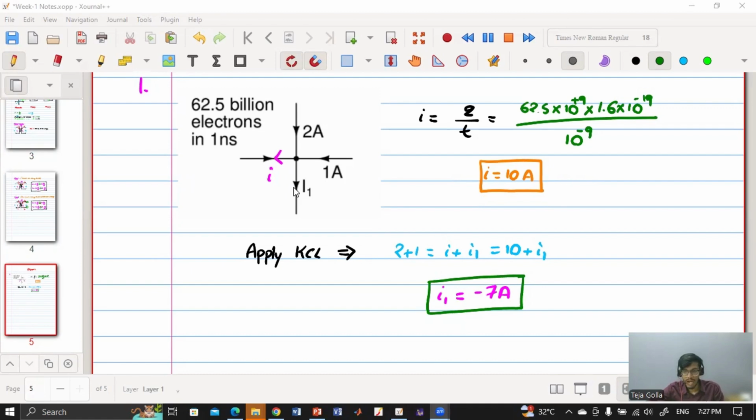And once you solve, either you get a positive value or a negative value. If you get a positive value, it means the assumption of the direction of the current is correct. If it is negative, it means the direction of the current is opposite to your assumption. So here, yes, the current is in the opposite direction. Here, the current is going down, but I got negative, meaning the current is actually going up.